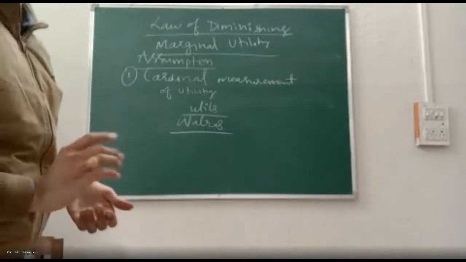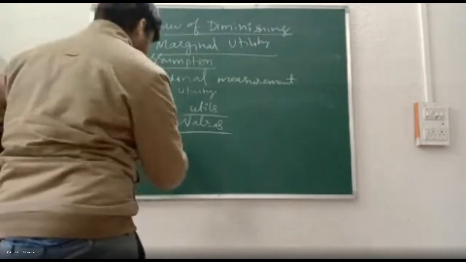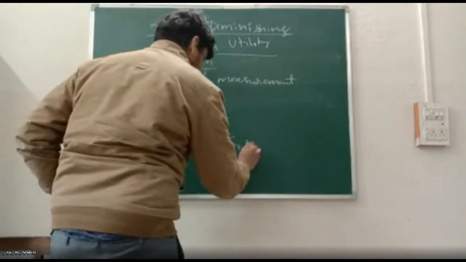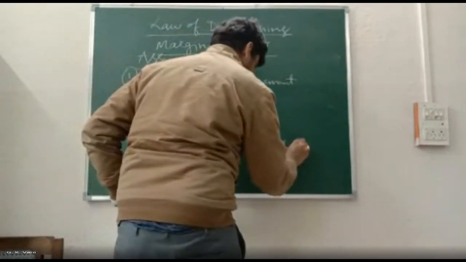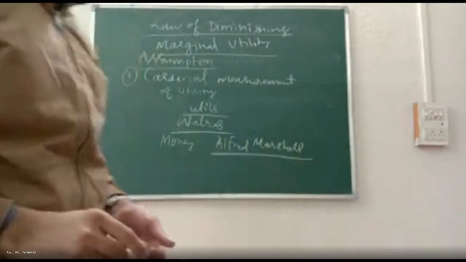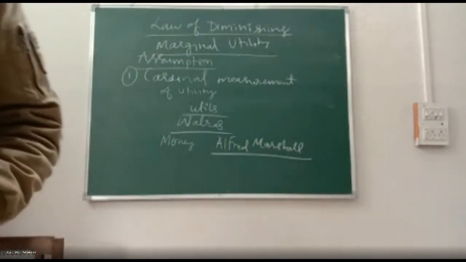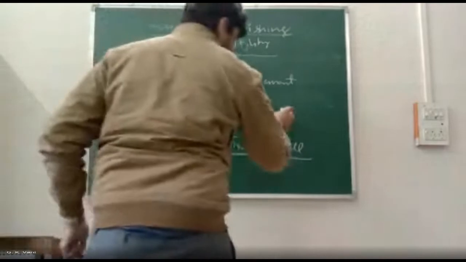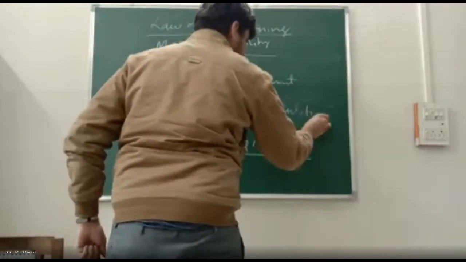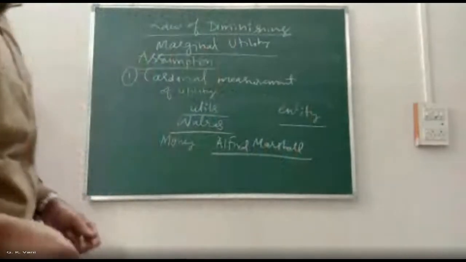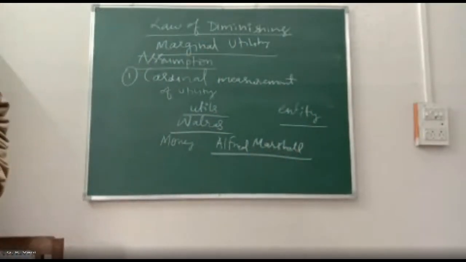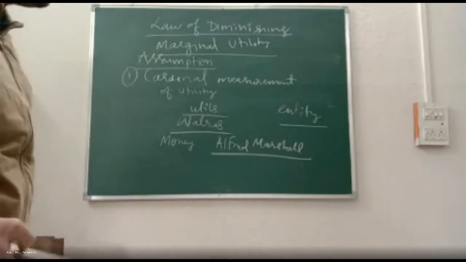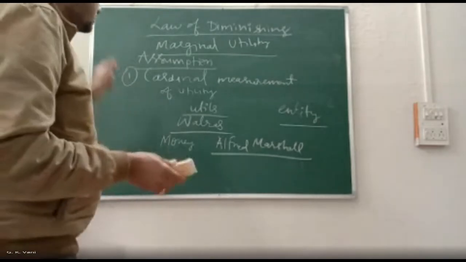However, Alfred Marshall preferred to measure utility in terms of money. So here the assumption says utility is a quantifiable entity. This is our first assumption. This approach is also called the cardinal approach because of this assumption of cardinal measurement of utility.